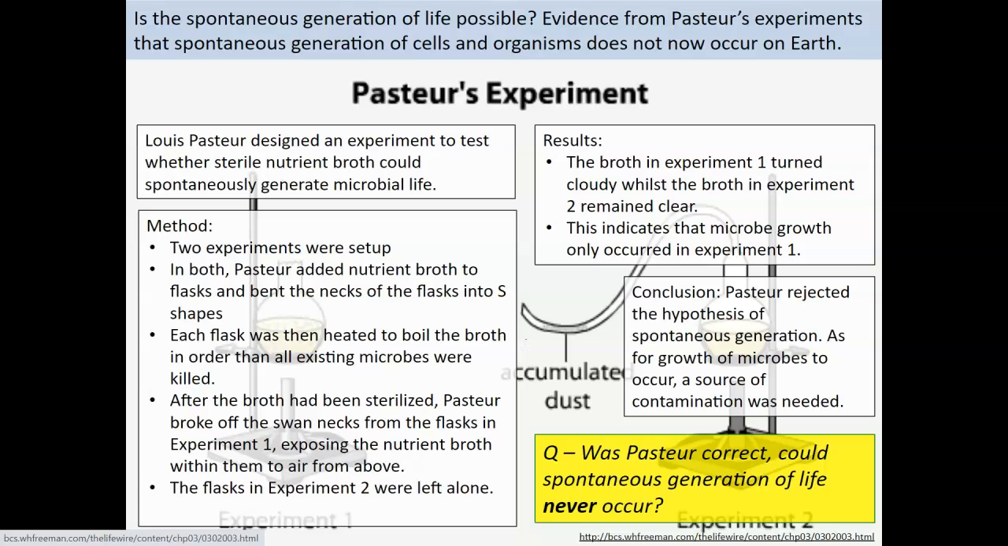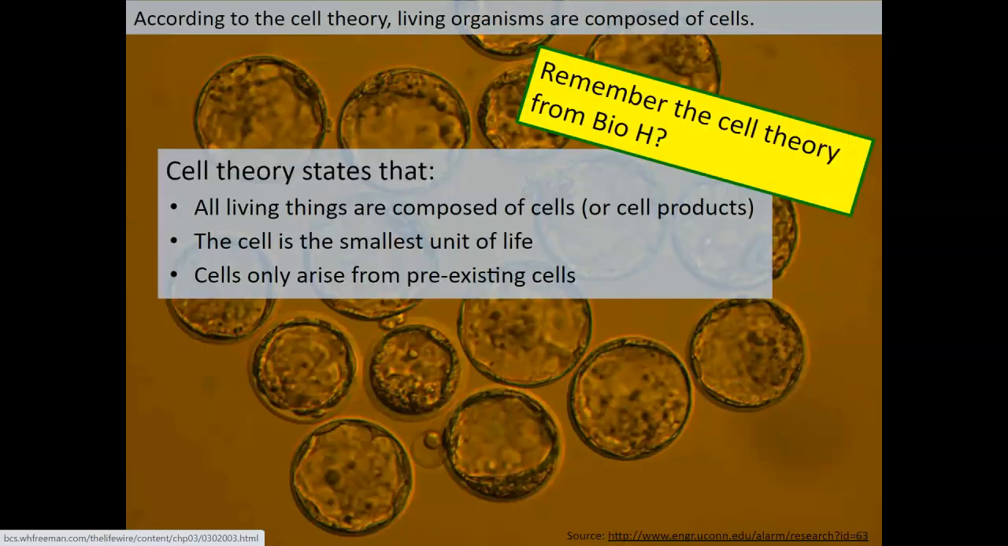But does this mean that spontaneous generation of life could never occur? Well, what about the first cell? Remember that the cell theory we learned about in BioH has three parts. Number one, all living things are composed of cells. If they're not made up of cells, they're not considered alive. Number two, the cell is the smallest and most basic unit of life. Nothing below the cellular level can fully function on its own. And number three, cells arise from other cells. Cells divide to make more cells, and that's how we get more cells.